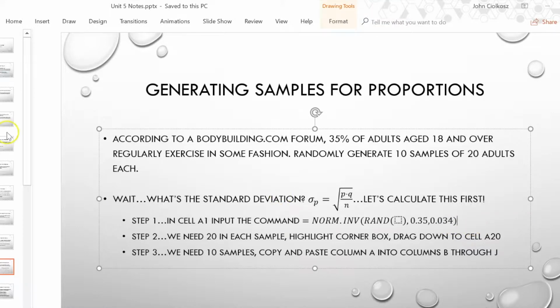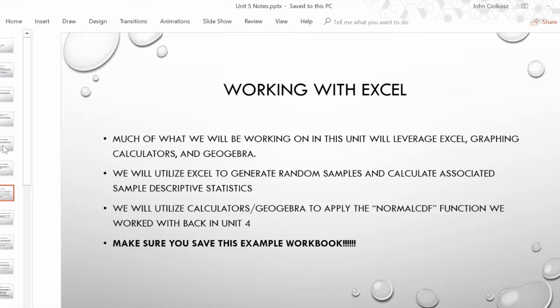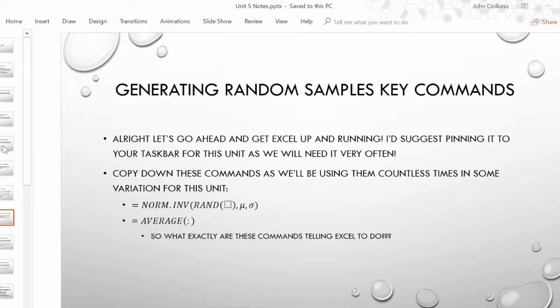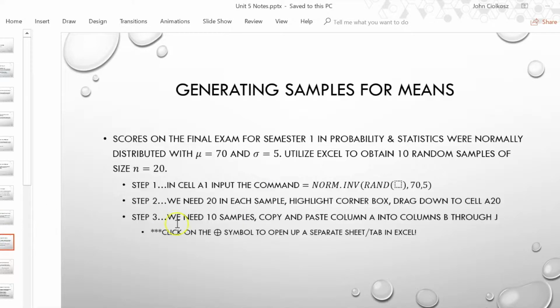Okay, so the two commands we're going to utilize to get started are the average command, which is just finding the mean of certain values in a given column or several columns, and then NORM.INV, the command that we used a lot first semester to get those z-scores, or the certain value that fits a given percentage, right? The RAND command just generates a random number between 0 and 1. Mu is our mean, and sigma is our standard deviation. So let's go ahead and see what we want to do first.